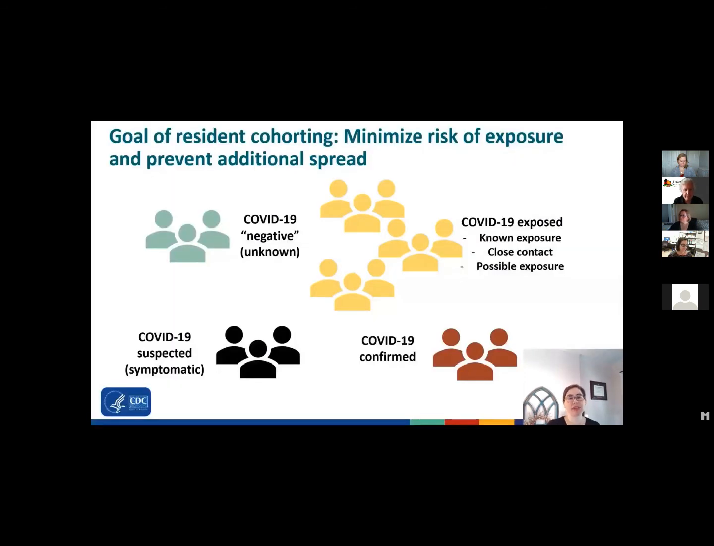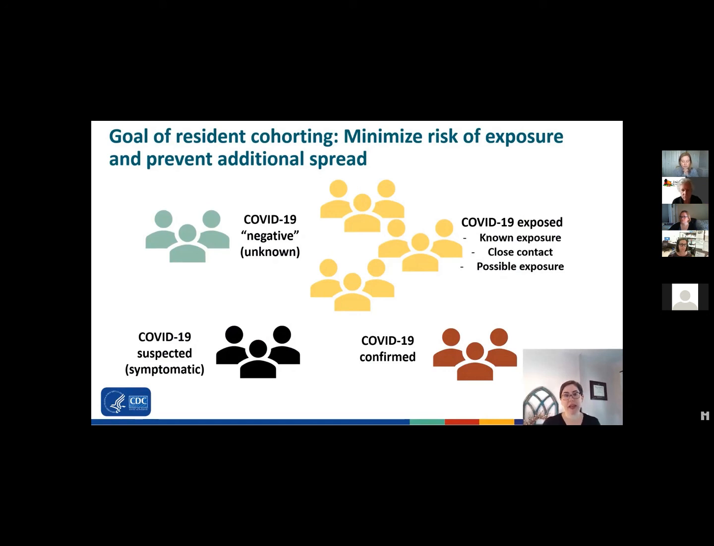Okay, so the ultimate goal of cohorting is to minimize the risk of exposure and prevent additional spread. We're typically talking about residents here who have the same infectious pathogen. So in this situation, these are residents with SARS-CoV-2, or that we are concerned for SARS-CoV-2. And it's probably easiest to think about this in that group at the bottom that have confirmed COVID-19, because we already know for these residents that they definitely have COVID-19.